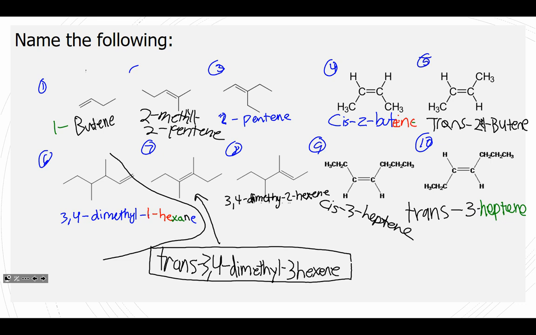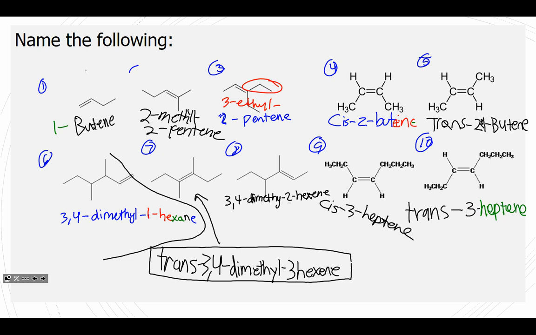Okay, let's double check these really quickly. Number 1, correct, 1-butene. Number 2, 2-methyl-2-pentene, correct. Number 3, oops, you got a problem. What'd they forget? The ethyl. So what do I do with the ethyl? Alright, so 3-ethyl, 3-ethyl, and then 2-pentene. Okay, next one.